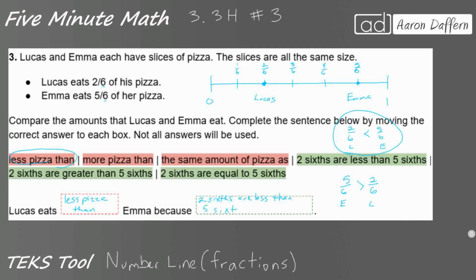5/6. All right, so now we have our statement. Lucas eats less pizza than Emma because 2/6 are less than 5/6. That is our answer. And if this were on STAAR, it'd be a 2-point problem.